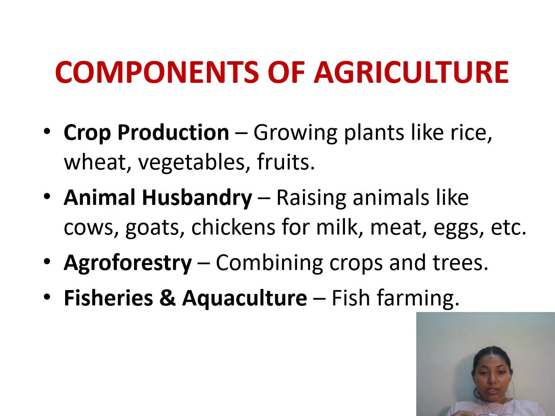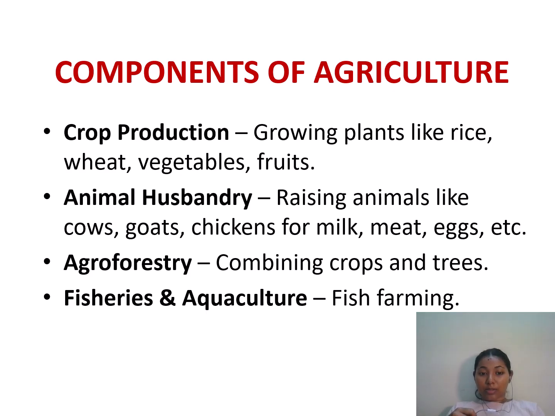Components of agriculture. The components of agriculture contain crop production. In crop production, we grow plants like rice, wheat, pulses, millets, fruits, vegetables. Not only those, but other crops like plantation crops. Plantation crops are like coffee, coconut. Then coming to animal husbandry.